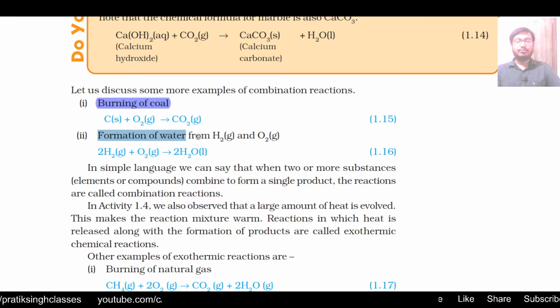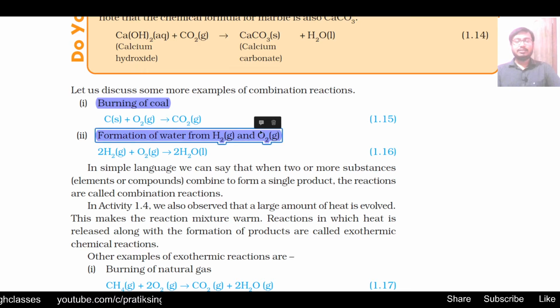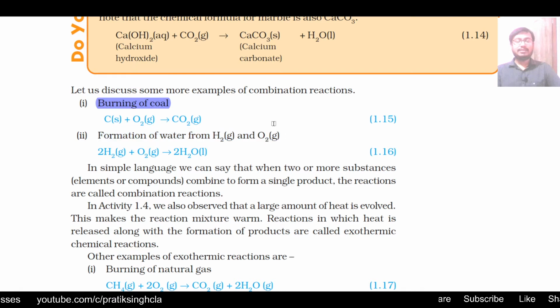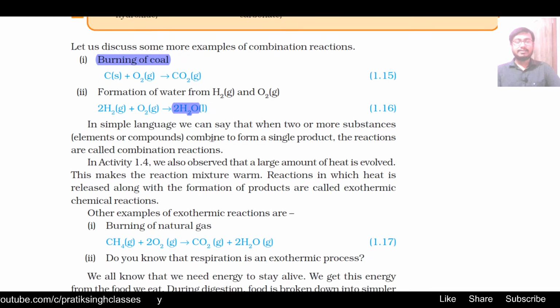Formation of water from hydrogen gas and oxygen gas. When hydrogen and oxygen come in contact with each other at very high voltage, they combine together to form a water molecule. So here two gases combine together and make only one type of compound, which is in liquid form. Because we have only one product, it is also an example of combination reaction.